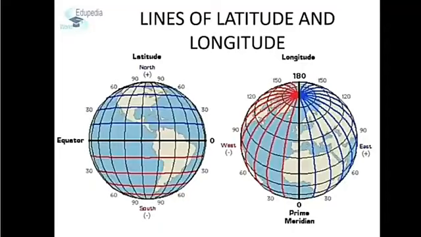We can find any place of the world with the help of these lines, that is latitude and longitude.